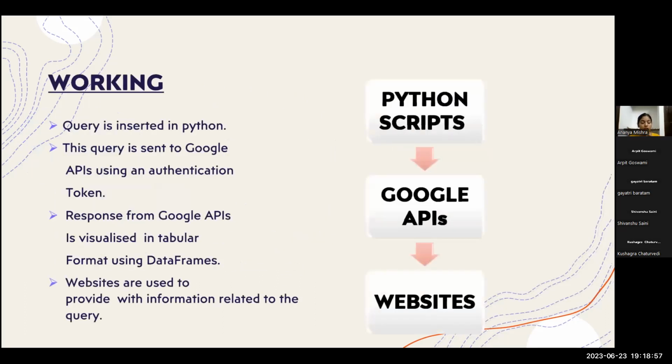Working of Google crawler. So basically the query is inserted in Python script, and this query is sent to Google APIs using an authentication token. The websites are basically used to fetch information that we require according to the query. So this information is then sent to the Google APIs, and the responses from the Google APIs is visualized in tabular format using data frames. So data frames are basically two-dimensional mutable data structures which are used to convert responses in tabular format.